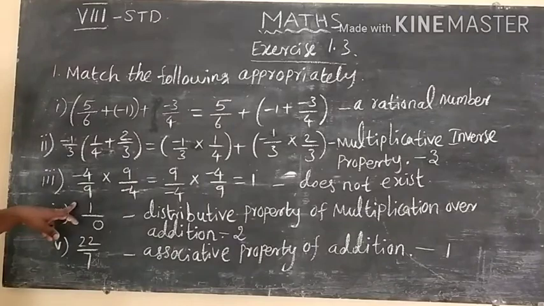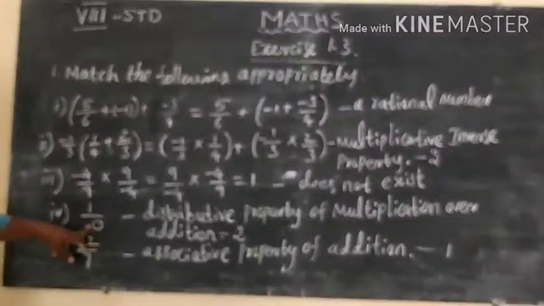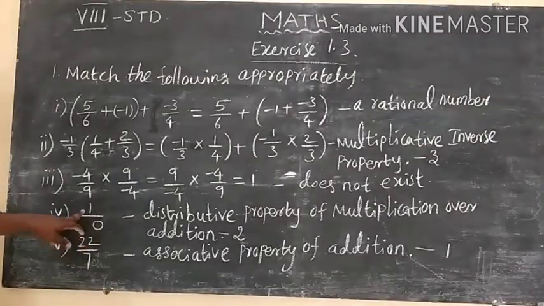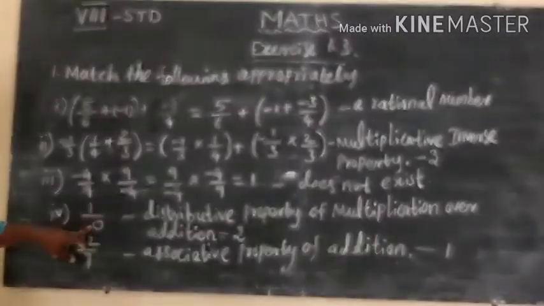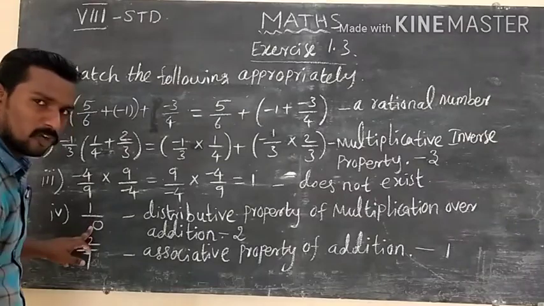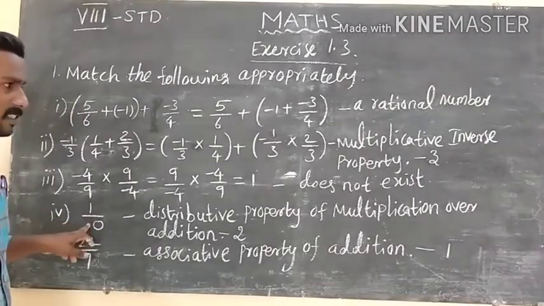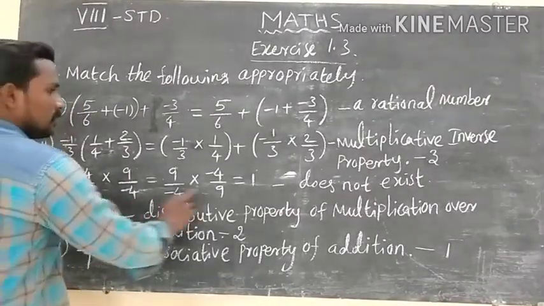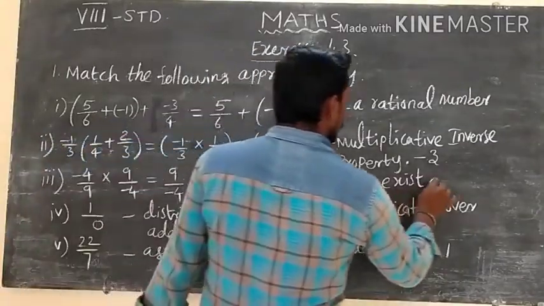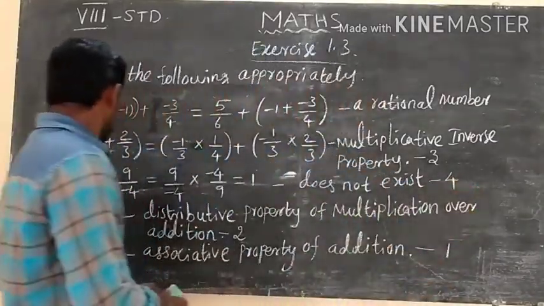Next fourth one, 1 by 0. 1 by 0 means does not exist any value. 1 by 0. The denominator gets 0 means, I many times told, the denominator is 0 means the value does not exist. The answer is here. Does not exist. This is for 4.